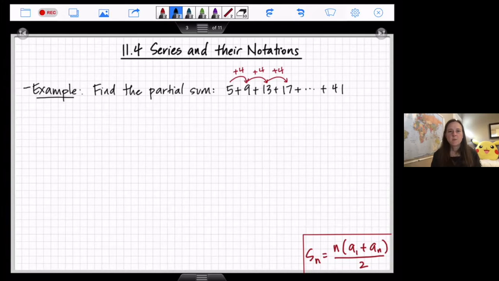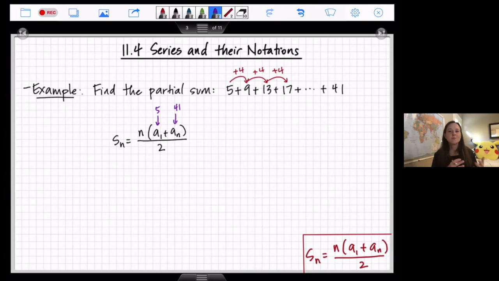So let's copy down our formula for the nth partial sum of an arithmetic sequence. We got n times a1 plus an, all divided by 2. In order to use this formula, we need to know 3 things. We need to know a sub 1. That's easy. That's the first term in my sequence, which is going to be 5. We need to know an. That's the last term in our partial sum, also given to us for free. That's 41. The hard part on this one is going to be to figure out what n is equal to.